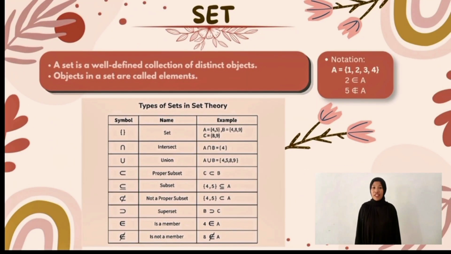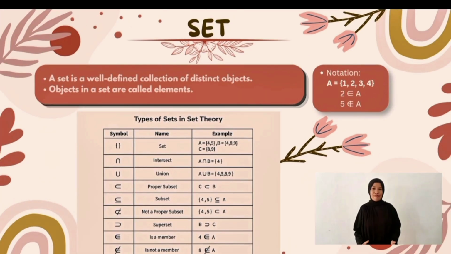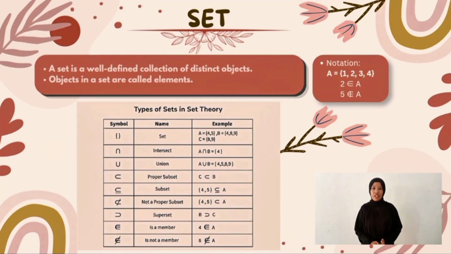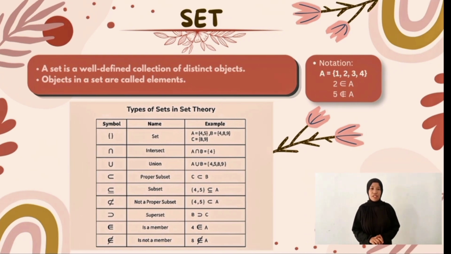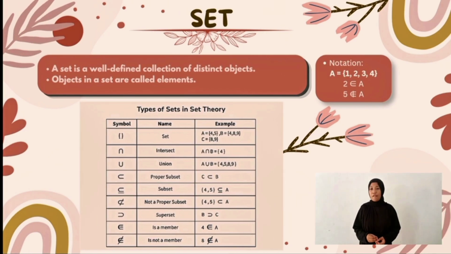A set is a well-defined collection of distinct objects. This means the objects in a set are clearly defined and there are no repeated elements. The objects inside the set are called elements. For example, A equals the set {1, 2, 3, 4}.